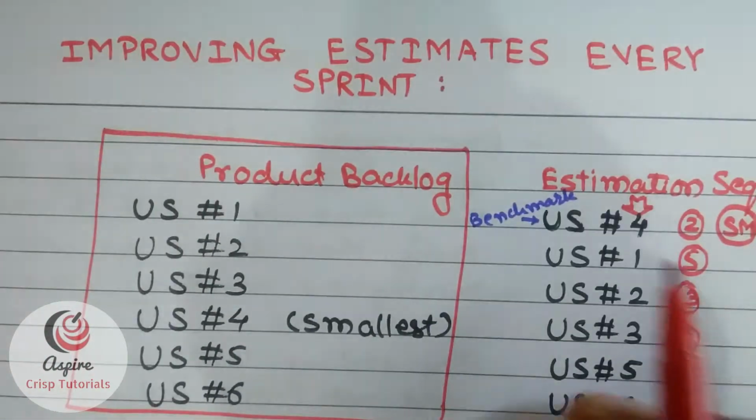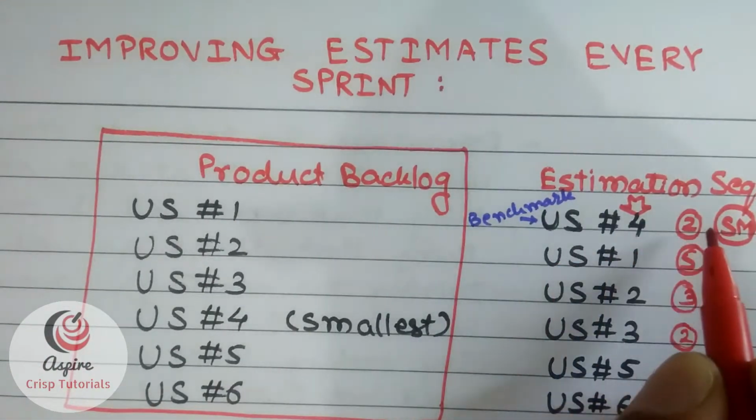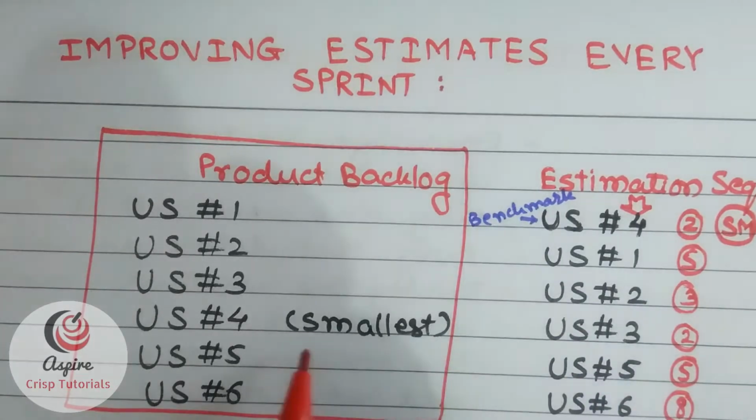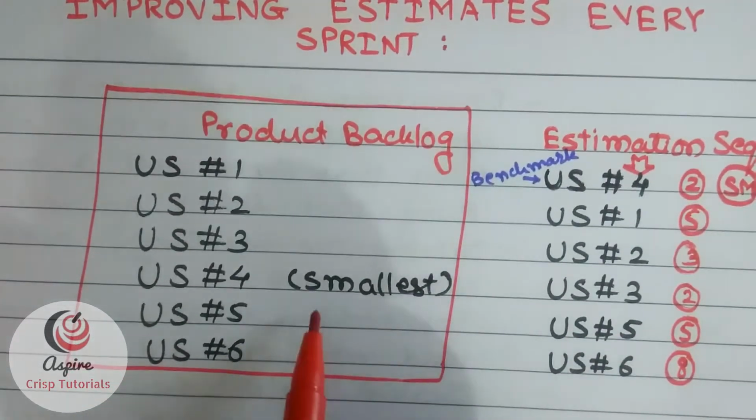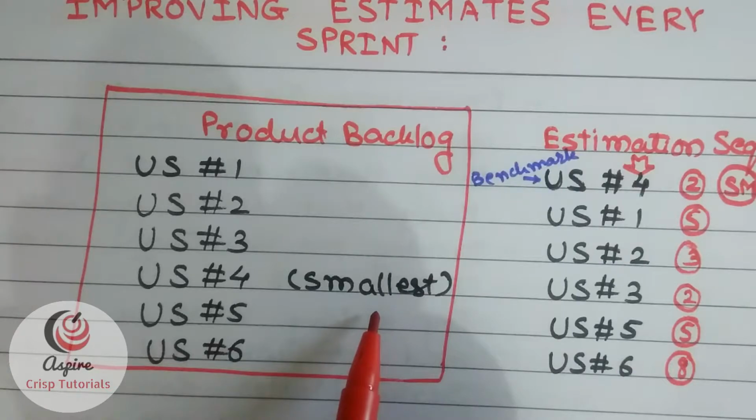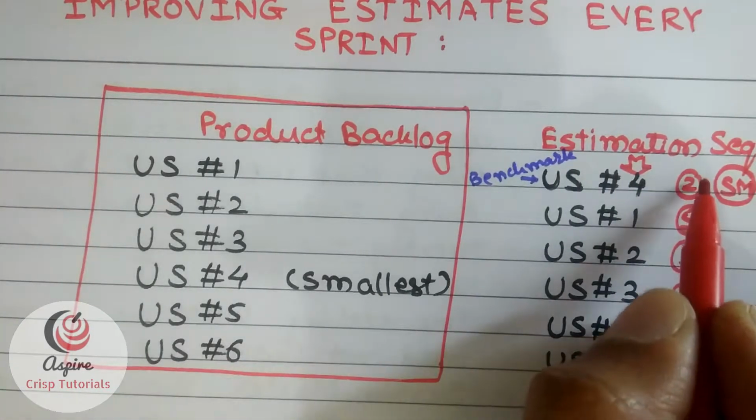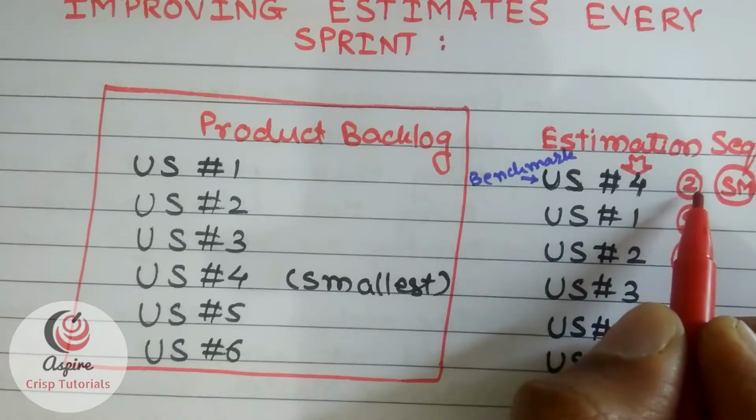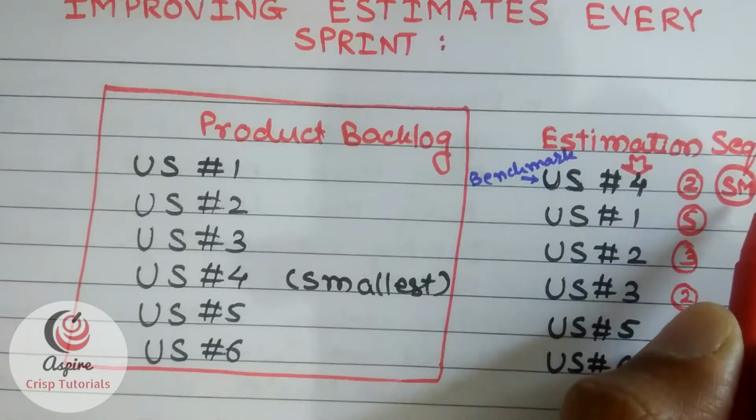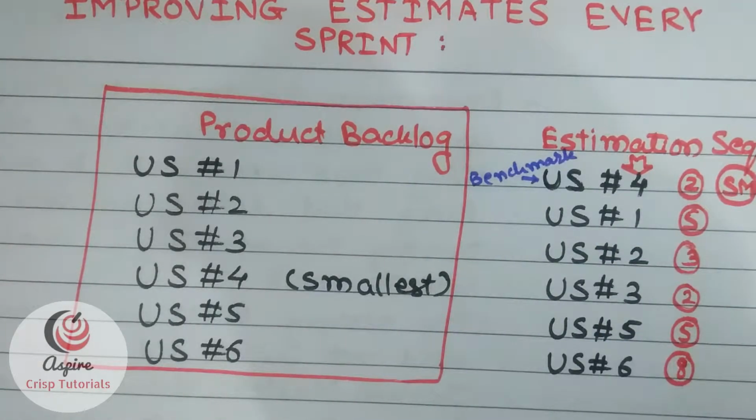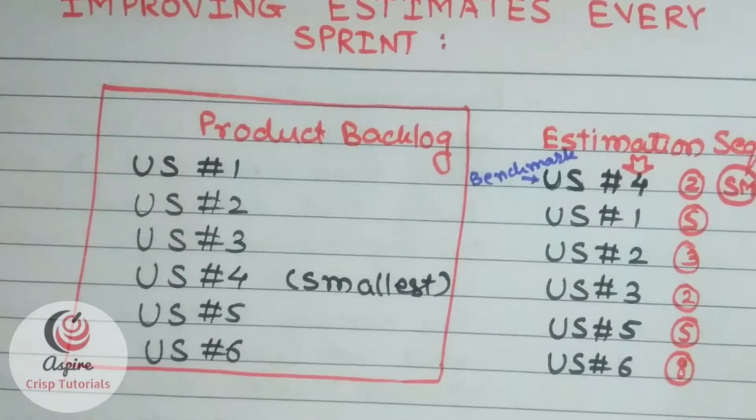And besides, I wanted to discuss this point only, that the first story to be estimated in the very first estimation meeting is the smallest story in the product backlog. And you always mention it as, or estimate it as, a two pointer or a small story. So this is what I wanted to highlight.